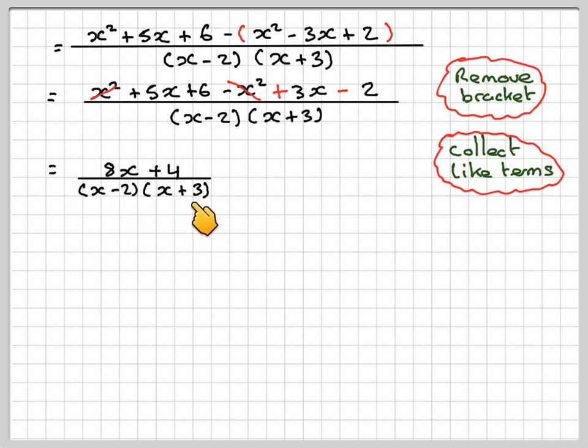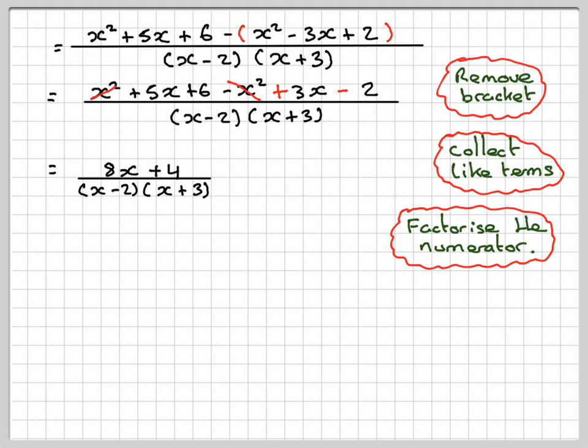Now you might leave the answer like that, but 4 does go into 8 and 4, so we can actually factorize the numerator. So we're going to get 4(x + 1) over (x - 2)(x + 3). So what we've done here is we've written an algebraic fraction which has x in both the numerator and the denominator as a single algebraic fraction. I hope you've understood, and I thank you very much for watching.